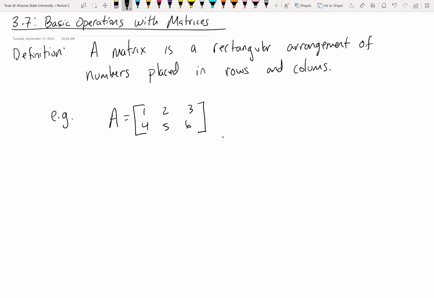The exception to the rule is typically when you get into higher mathematics, pre-calculus, calculus, and beyond, sometimes they'll use open parentheses for matrices. Right. It just depends on the style. It depends on the professor. So the square brackets are the standard, but the open parentheses are also acceptable.